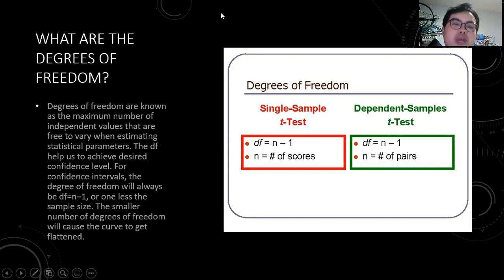So why do we need to use the degrees of freedom? We need them to find the t value, since in the t value table, there are degrees of freedom. The smaller the number of degrees of freedom, the more flattened the curve will be. It's because of the standard deviation, since it makes the standard deviation go high. It means that the scores have a wide gap.